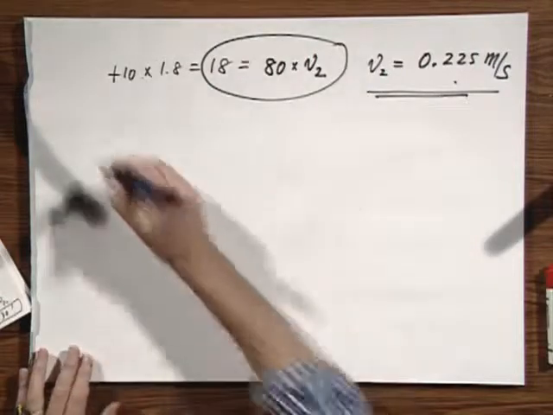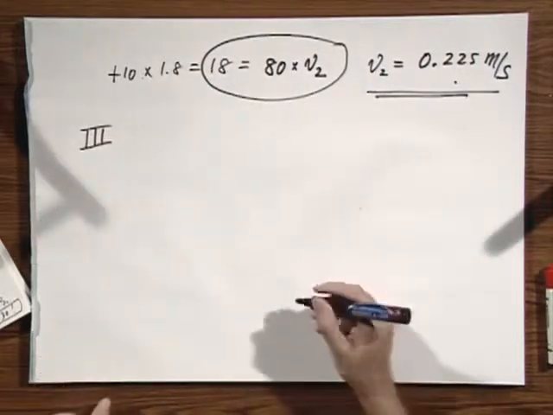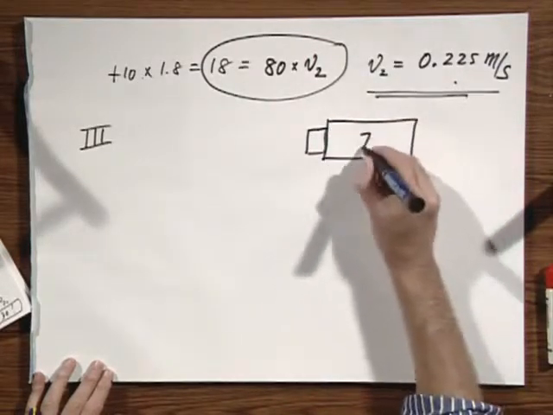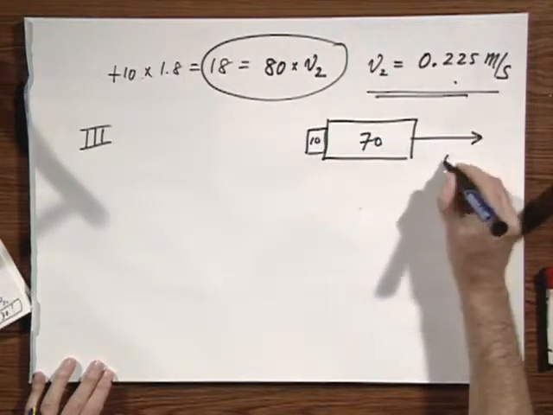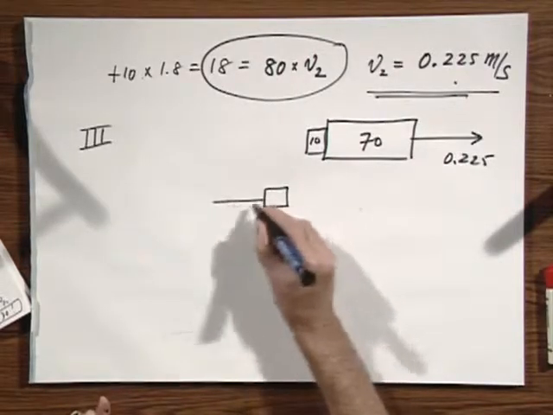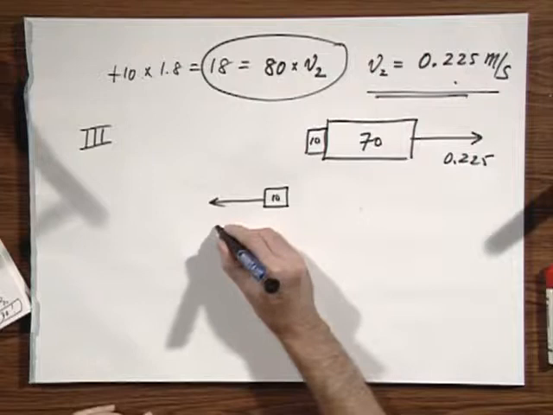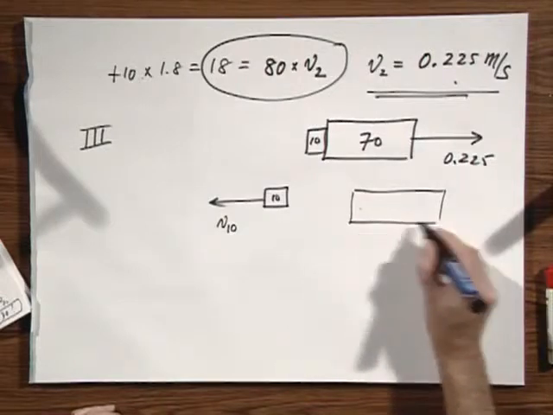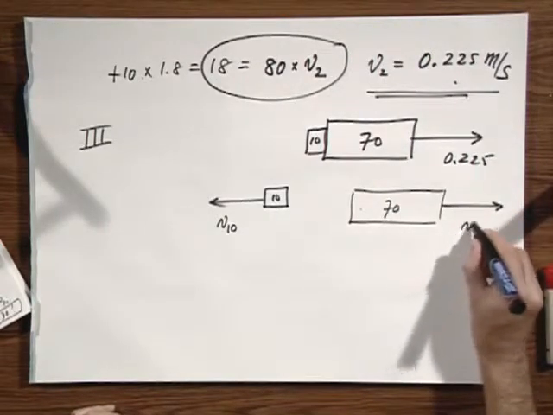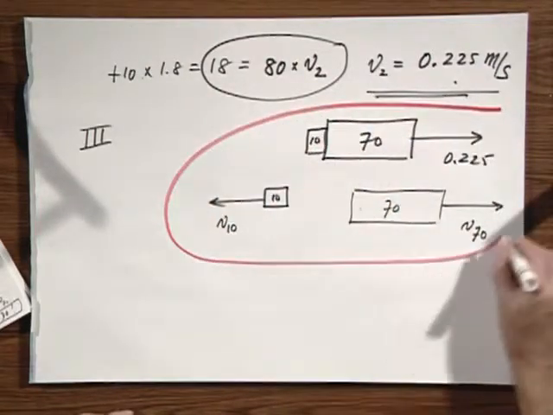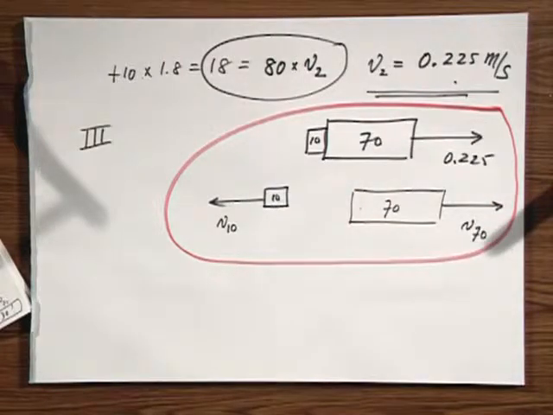Now we come to phase number 3. What is happening now is that this block with the 70 are moving with 0.225, but a little later 10 will be moving in this direction, and let me call that again V10, and the block, excuse me, the sled with your friend is moving in this direction. Let's call that now V70. And you'll have to apply now, which is not so difficult, only the conservation of momentum on this system. And I'd like you to do that.